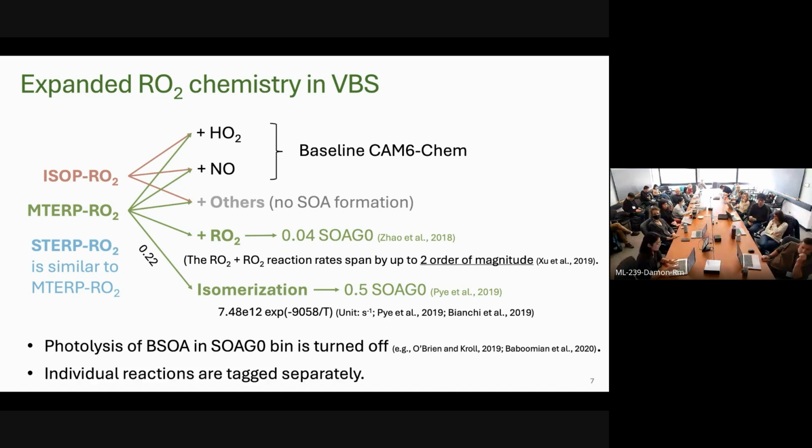And finally, because we want to examine the contribution from each reaction, we tag individual reactions separately by adding new tracers to each of them.